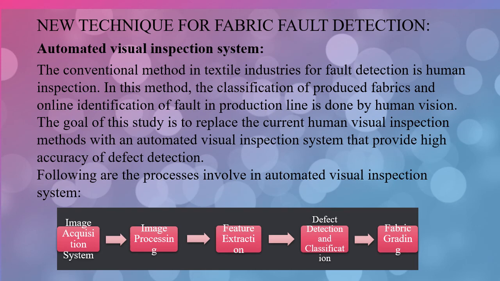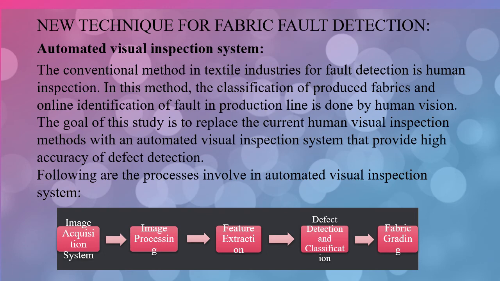The second is image processing. The image processing system is used to crop the captured image into a fixed size that is chosen to be suitable for all defects used in this work. Then the intensity of the image is adjusted.